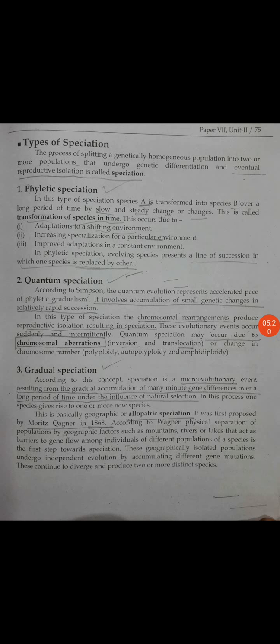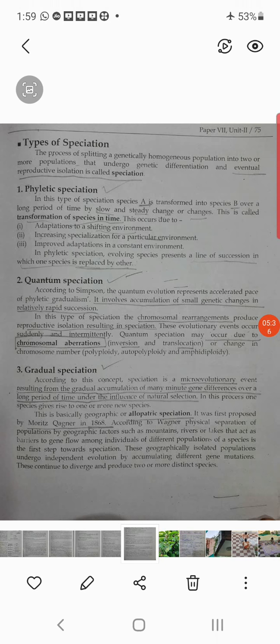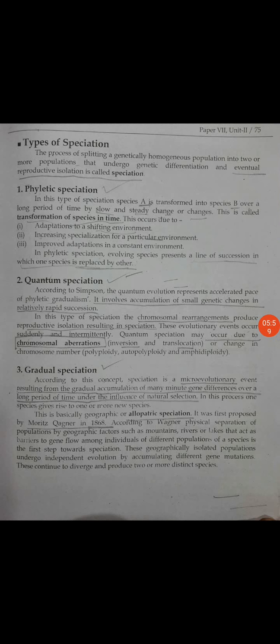Then gradual speciation. It is a microevolutionary event resulting from the gradual accumulation of many minute gene differences over a long period of time under the influence of natural selection. So it is a very slow process that occurs under the influence of nature, that is natural selection. So here the gene differences come. Whenever we talk about gene differences, that means changes in the phenotypic characters of any animal.